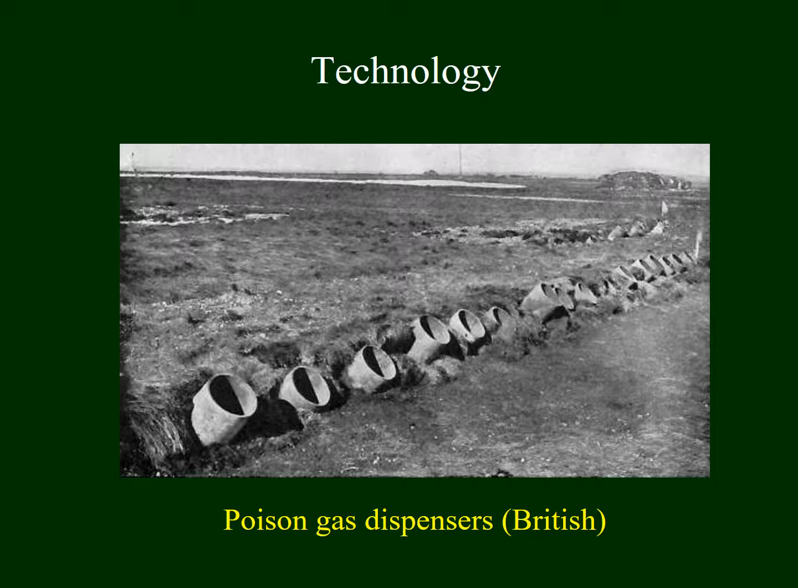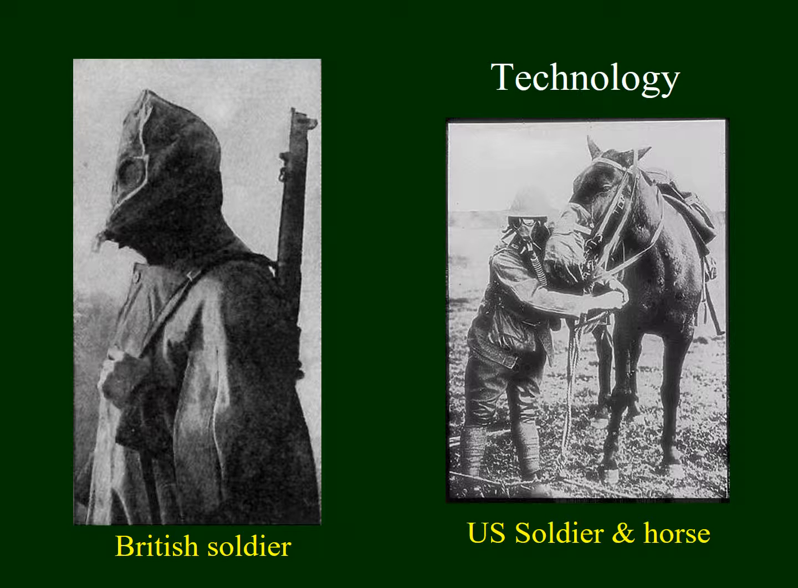Poison gas also was used by the Allies and the Central Powers. In order to protect against these gases, gas masks were developed. And because horses also were used during the war, you can see this gas mask is being applied to a horse.